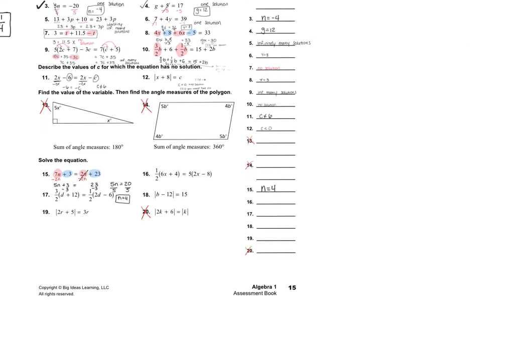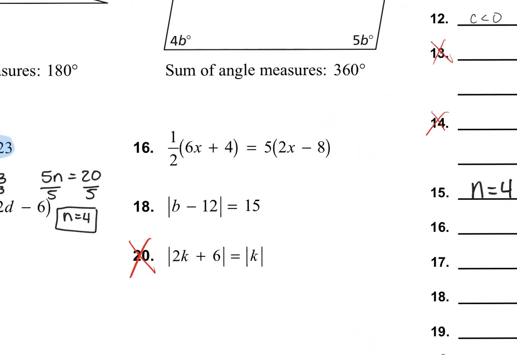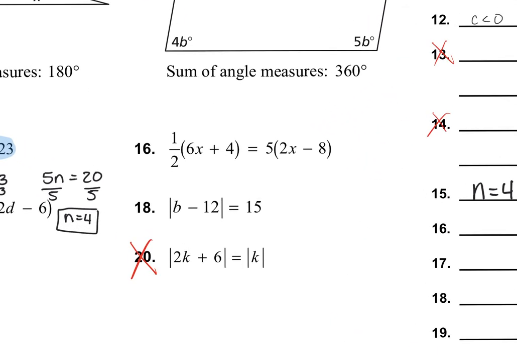Okay, number 16. 1/2 times 6x plus 4 equals 5 times 2x minus 8. All right, we're going to distribute. So we're going to take this 1/2, multiply it by the 6x, multiply it by the 4, take this 5, multiply by the 2x, multiply by the negative 8. Okay? This is going to become 1/2 times 6x plus 1/2 times 4. Remember, when you distribute, you multiply, equals 5 times 2x, 5 times the first term, minus 5 times the second term, which is 8.